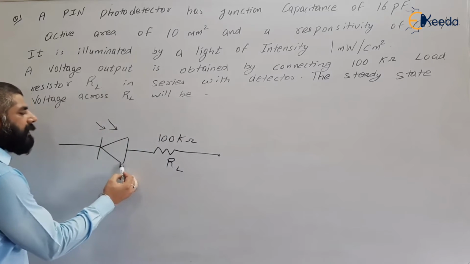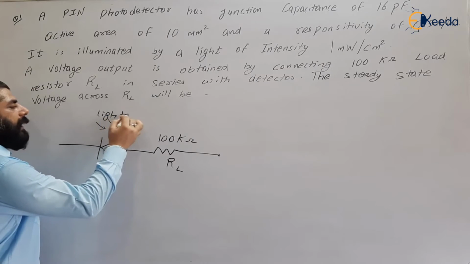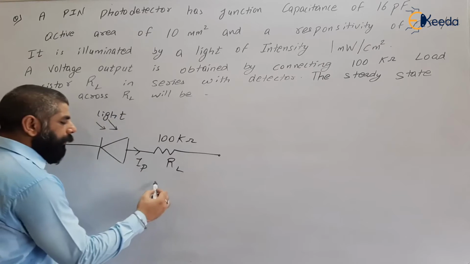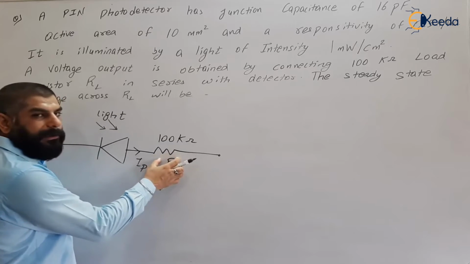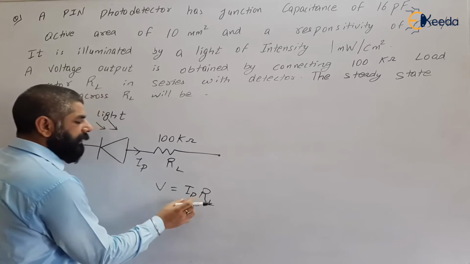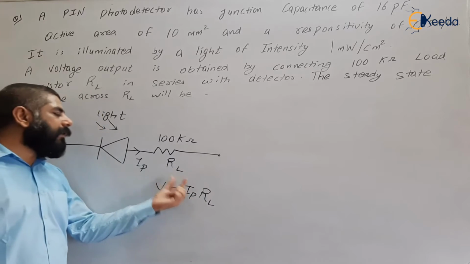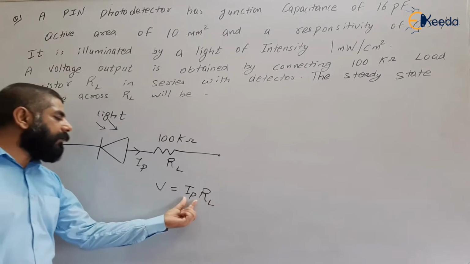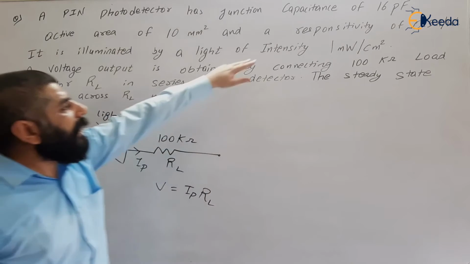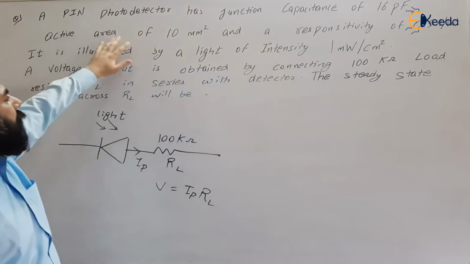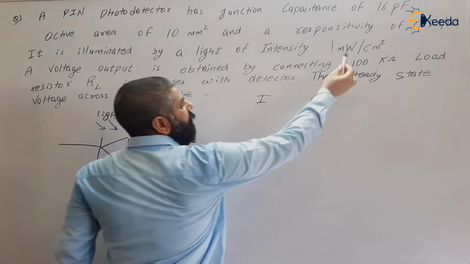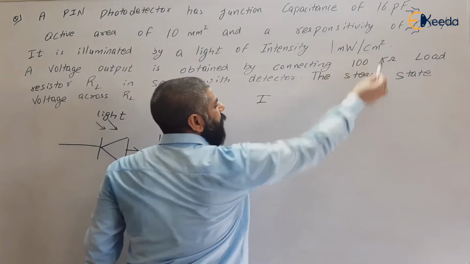So we know when the light is falling on photodetector, a current will flow, that is called the photocurrent. Now the output voltage, the steady state voltage across RL, will be equal to IP into RL. This is nothing but the photocurrent into the value of load resistance. So we have to calculate this photocurrent. To calculate the photocurrent, the given information is intensity of light, active area, and the responsivity. So what is intensity? Let's see the unit, that is milliwatt per centimeter square.